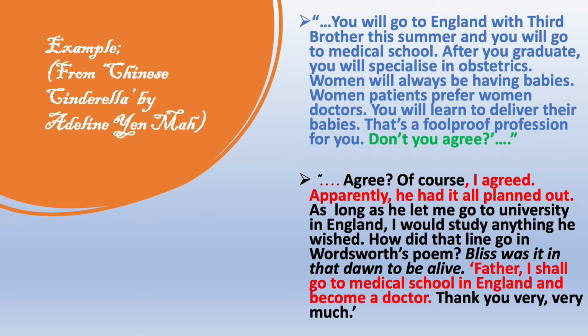This proves that he is such a futurist that he has planned her future to become a doctor, irrespective of her wish to read literature to become an author. Moreover, the question at the end, don't you agree? convinces us that he is not manipulative and leaves room for her suggestions as well.